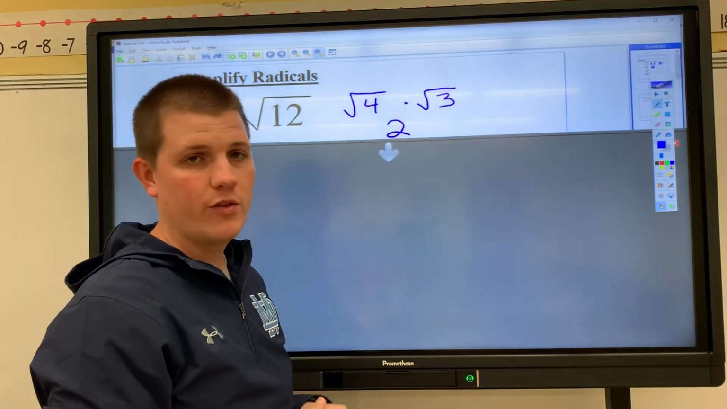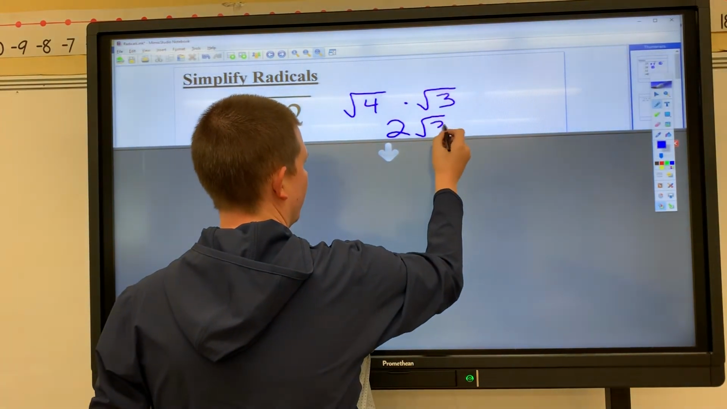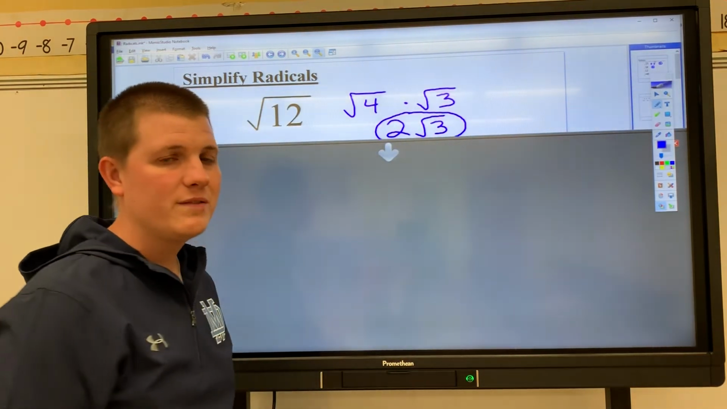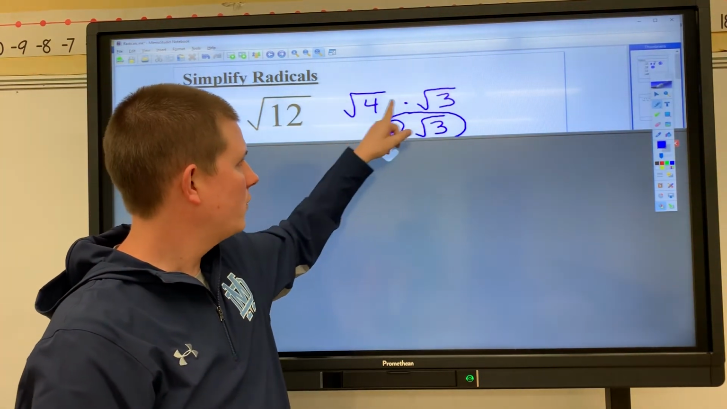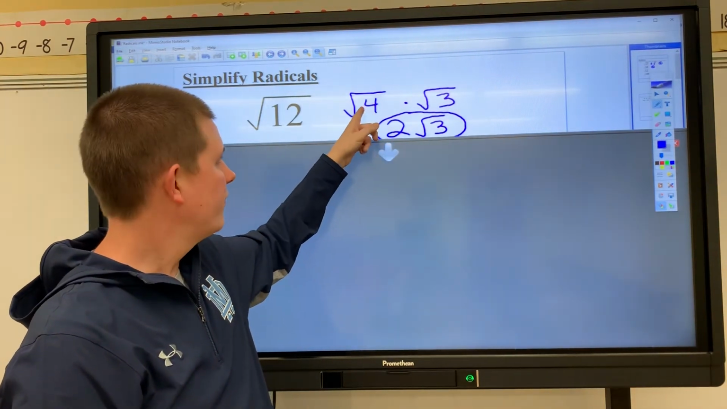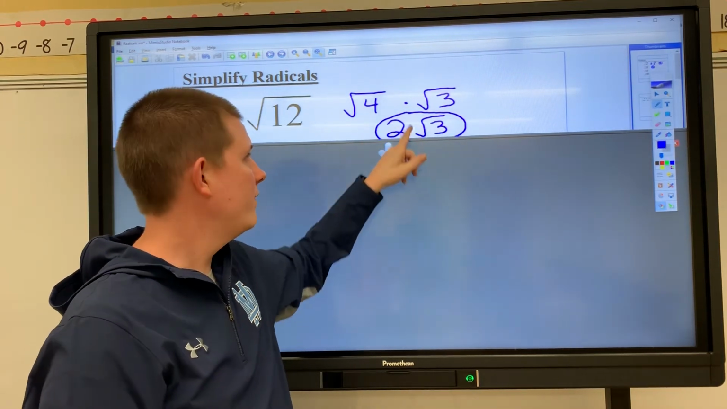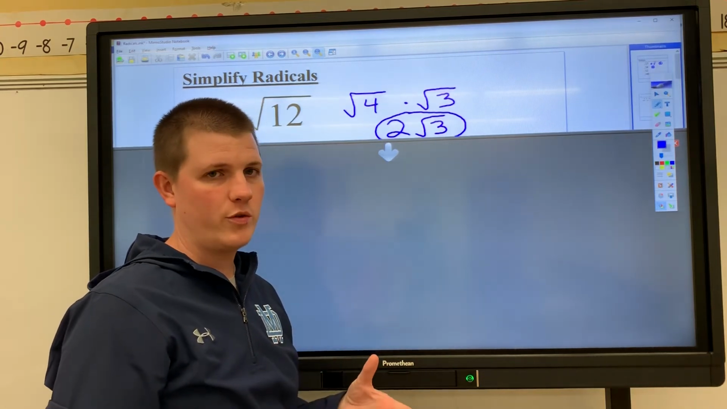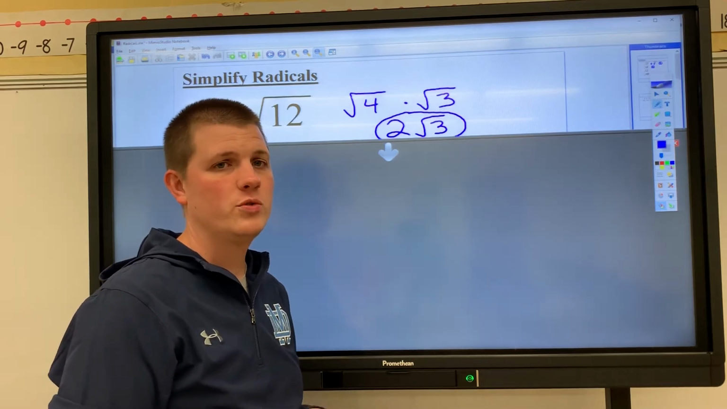Now, what is the square root of 3? There isn't one. So we leave that as square root of 3. So that is my answer. 2 square root of 3. We have simplified the square root of 12. We broke it up into two numbers that multiply together to equal 12. One of those two has to be a perfect square. The square root of 4 is 2, so we make that a 2. The square root of 3, we don't know what it is, so we leave it where it's at. So our answer is 2 square root 3. It's actually 2 times the square root of 3, but we just write it like that, and we phrase it by saying 2 square root 3.